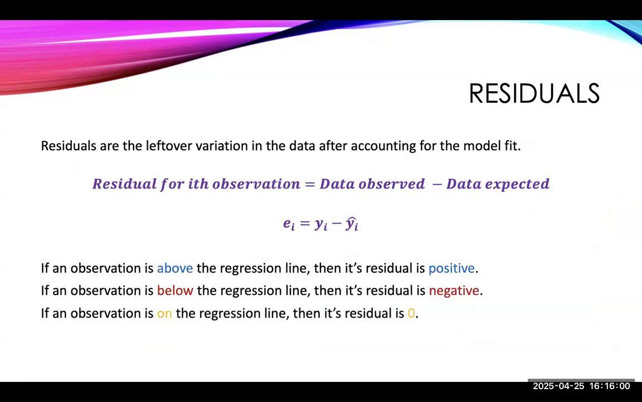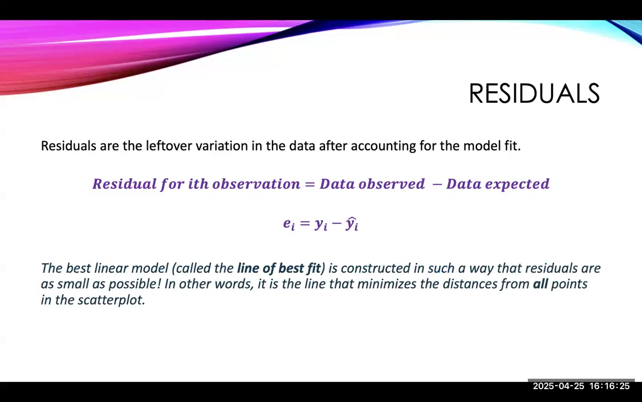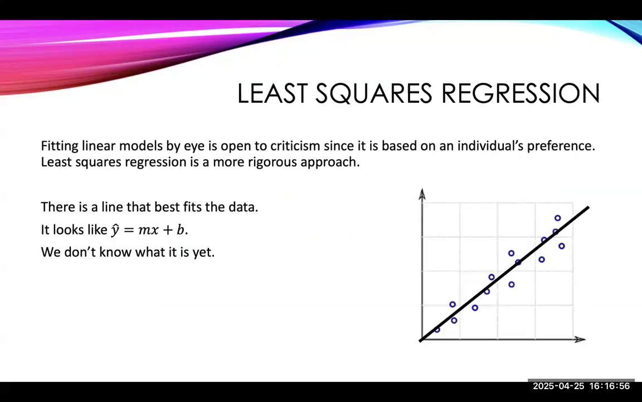I've summarized this here. An observation living above the regression line, which just means the line of best fit, has a positive residual. If an observation is below the regression line, then its residual is negative. And if an observation is on the regression line, its residual is 0. The best linear model, which we call the line of best fit, is constructed in such a way that residuals are as small as possible. In other words, it is a line that minimizes the distance from all points in the scatter plot.